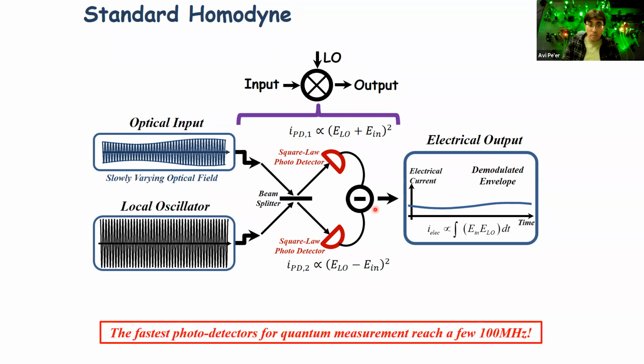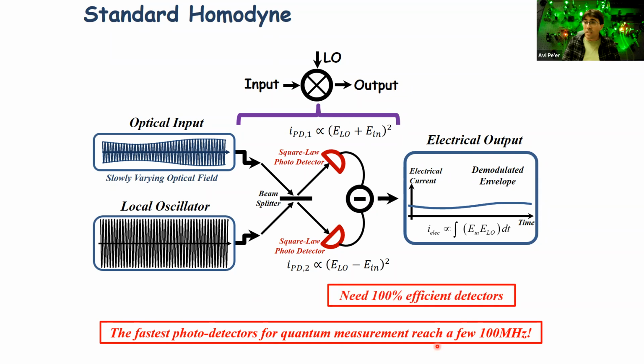Now, the question is, how fast can these photodetectors be? How fast can they follow variations of the quadratures? And the answer is not so fast. I mean, they are the problem.